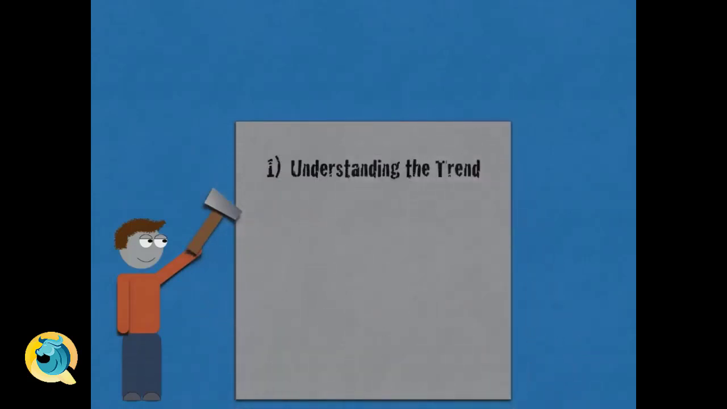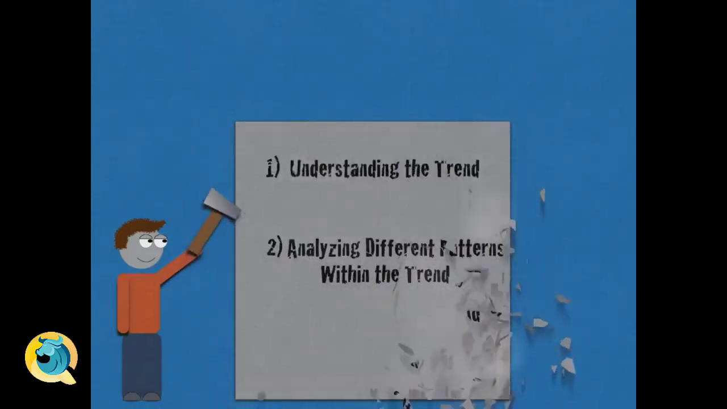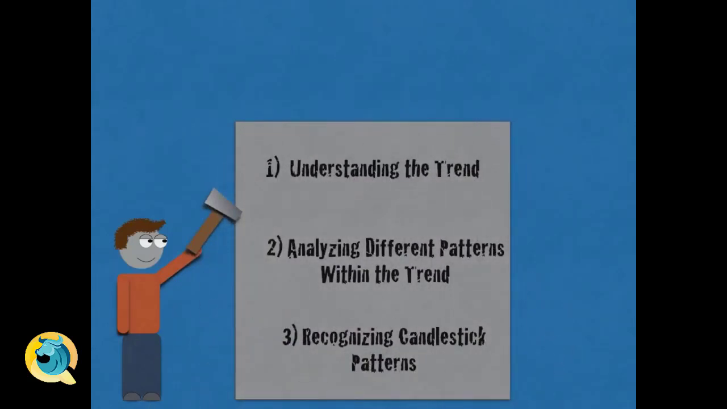1. Understanding the trend. 2. Analyzing different patterns within the trend. And 3. Recognizing candlestick patterns. All three of these concepts are based on the psychology of the market, and you'll understand why in this video. Let's start by understanding the trend.